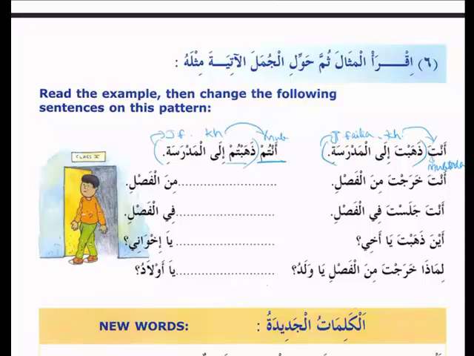Let's see. Anta kharajta min al-fasli. You left from the classroom. So what do you have to do? Change this anta into plural. What is the plural of anta? Antum. Kharajta will become kharajtum. Kharajtum min al-fasli. Antum, you know the grammatical analysis of this: antum is mubtada and the whole jumla failure will be the khabar.